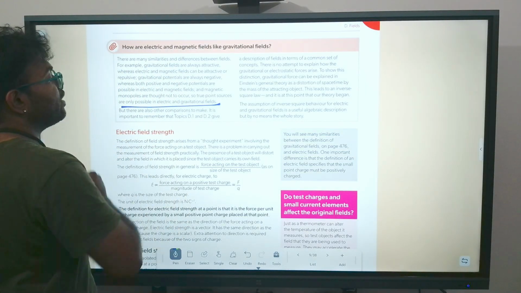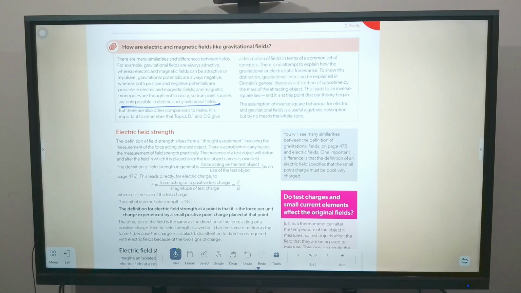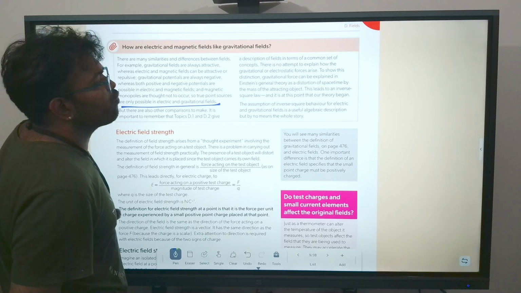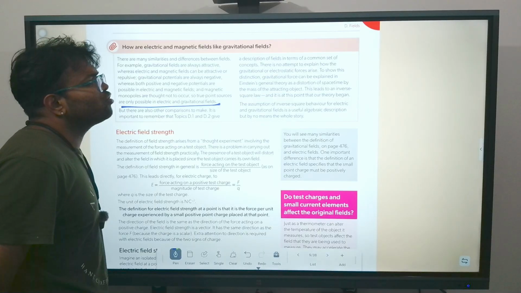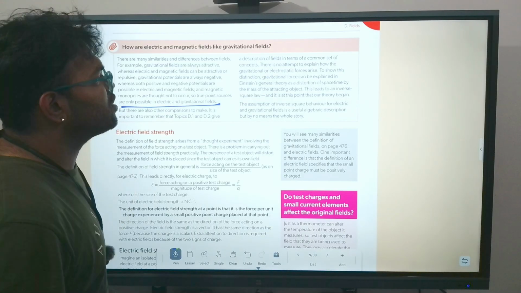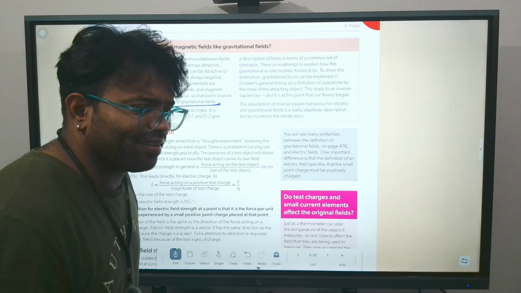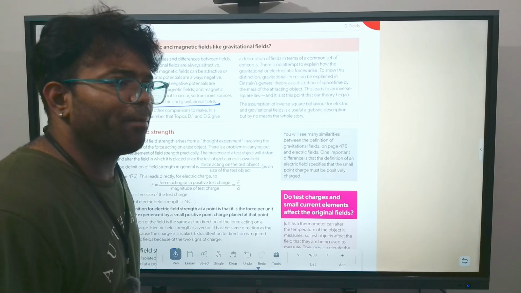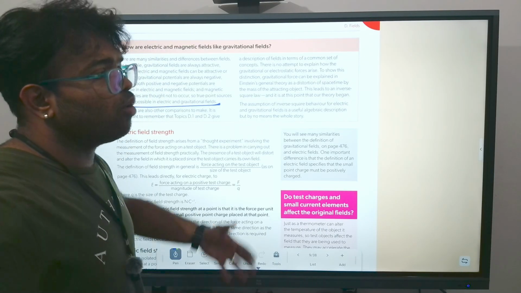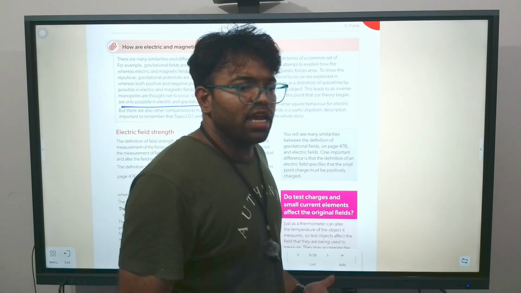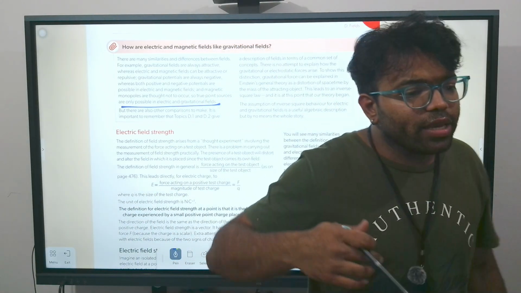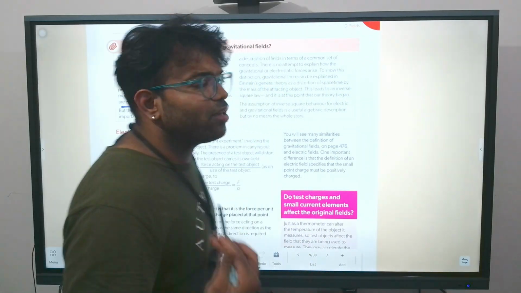So topics D1 and D2 give a description of the field in terms of a common set of concepts. There is no attempt to explain how the gravitational or electrostatic force arises. How they arise, nobody cares. Nobody cares why it is happening in the first place. We just want to know the mechanics behind it. If we can understand the mechanics behind it, we can make use of it. Right? We can make use of it.